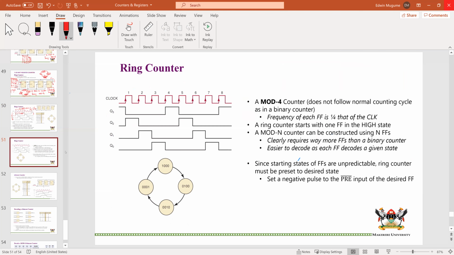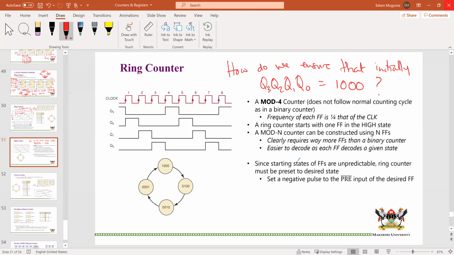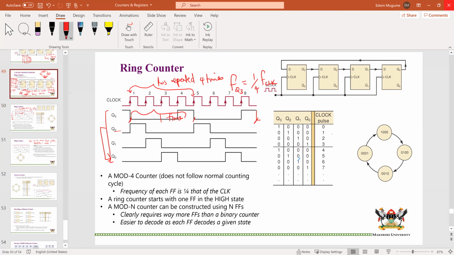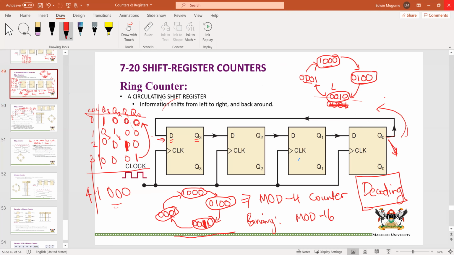Okay, so how do we ensure that Q3, Q2, Q1, Q naught is, for instance, 1000 initially? Because you see, we said that for this to work, you make sure that at least one of the inputs is a 1, the rest are 0. How do we ensure that?